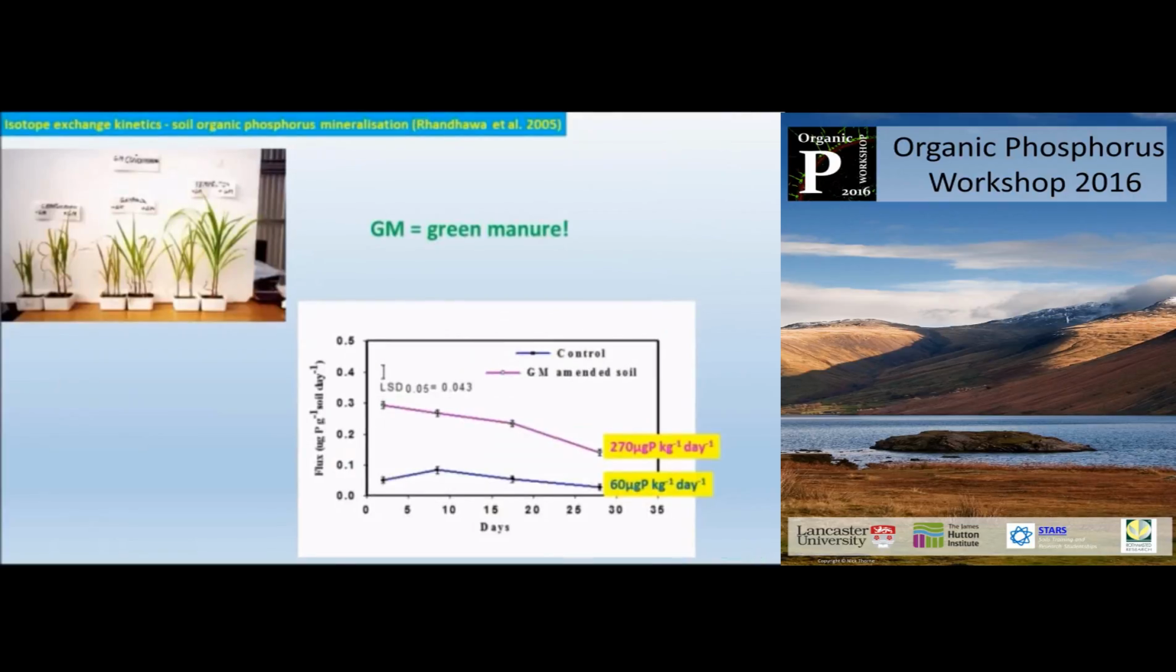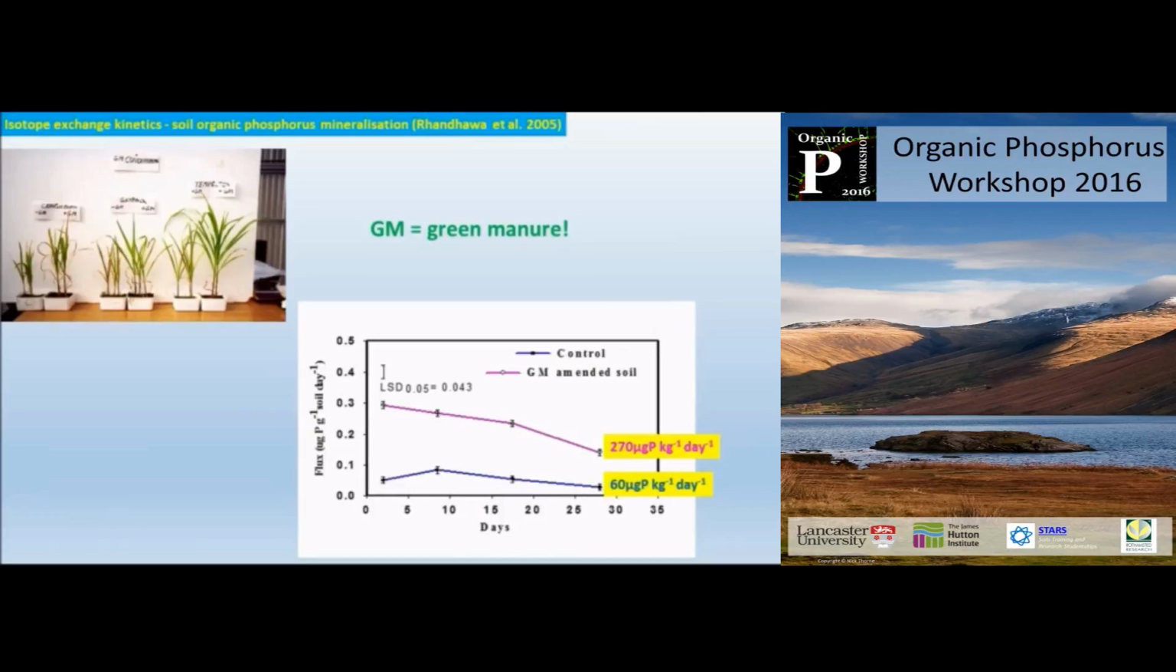Another technique that can be used to quantify organic phosphorus is isotopic exchange kinetics. It's an alternative to a fractionation method, which relies on looking at the reaction of added inorganic phosphorus to soil. So you can identify different pools, but you can also use it to measure mineralization. It's a very involved technique, and it's nowhere near routine.